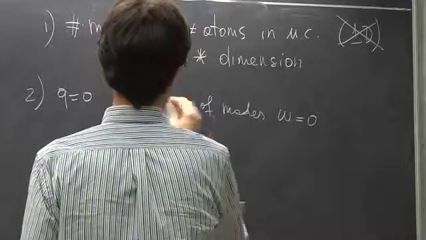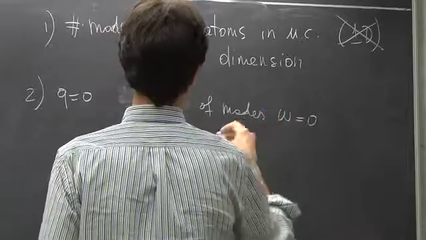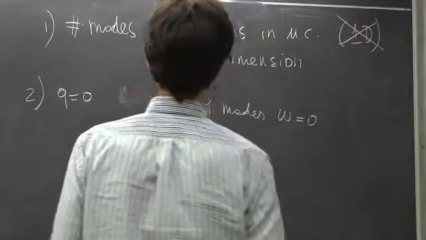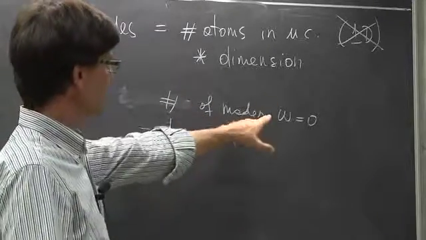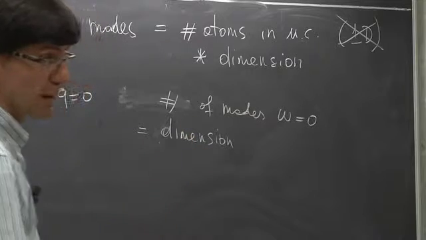Sorry. The number of modes with frequency 0 is equal to the dimensions of the problem. In 1 dimension, it's 1. In 2 dimensions, it's the center of mass in 2 dimensions, 2 degrees of freedom. In 3 dimensions, it's the 3-dimensional displacement of the center of mass. So at Q equals 0, you'll have a number of modes with 0 frequency, which is equal to the dimension of the problem.